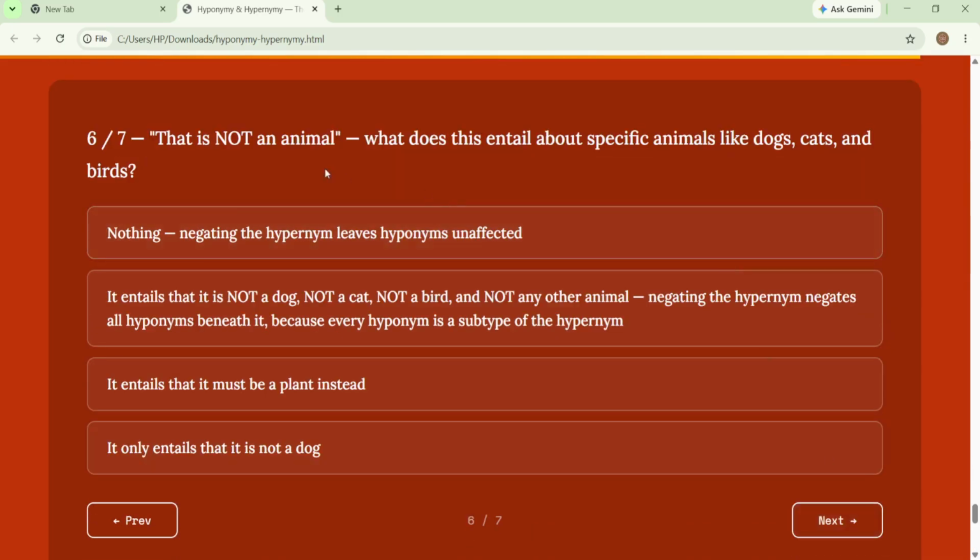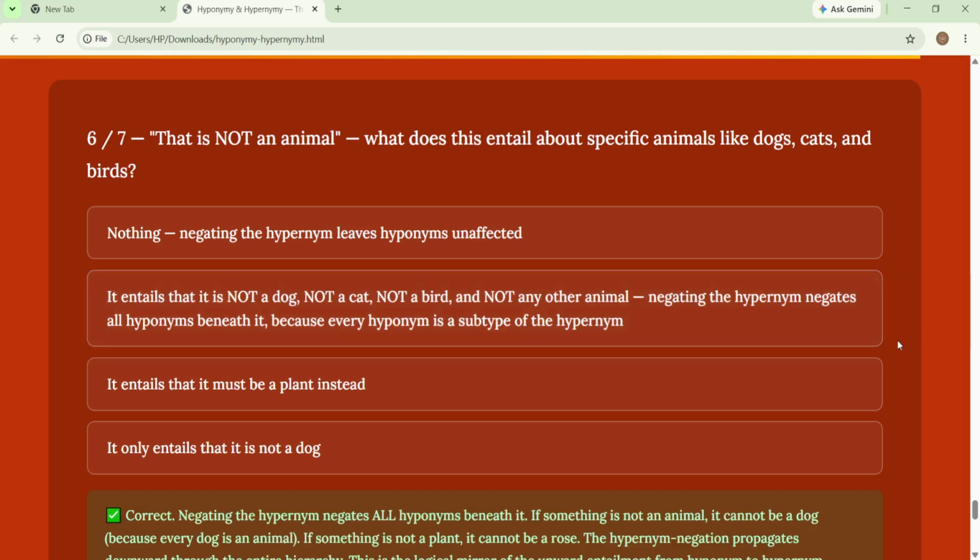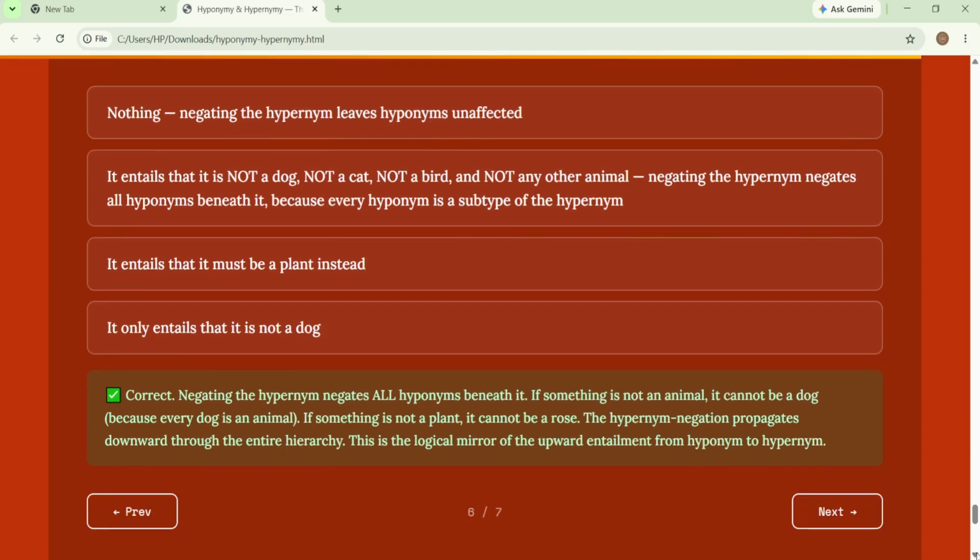Then, that is not an animal. What does this entail about specific animals like cat, dog, bird? It entails that this is not a bird, not a cat, not any other animal. Negating a hypernym negates all hyponyms beneath it.